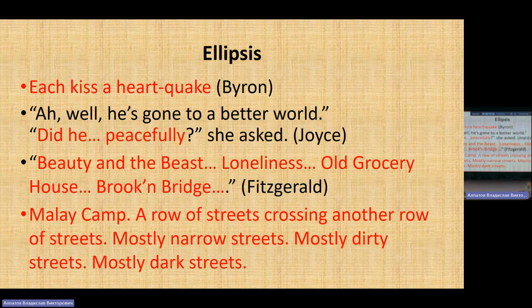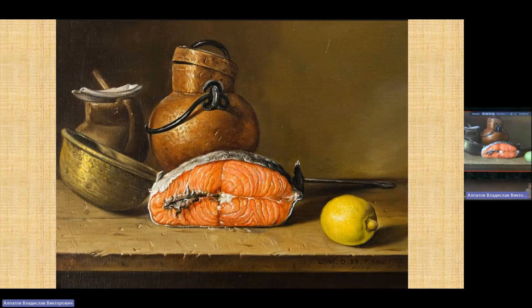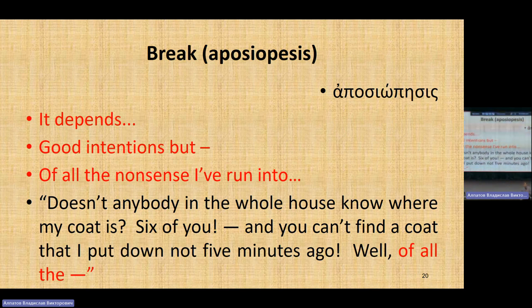This telegraphing style. Now tell me which slide I'm going to show you next. I'm going to show you a parallel in visual arts. Tell me what type of paintings is similar to this telegraphic style with ellipsis. When you only get the objects. Abstractionism or, well, even more classical. Still life, right? Nothing happens. It's just ночь, улица, фонарь, аптека, right? That's the lemon, salmon, and a jug of water. Still alive. Now, our next stylistic device is break, or this difficult Greek word is pronounced in Russian as aposiopesis.